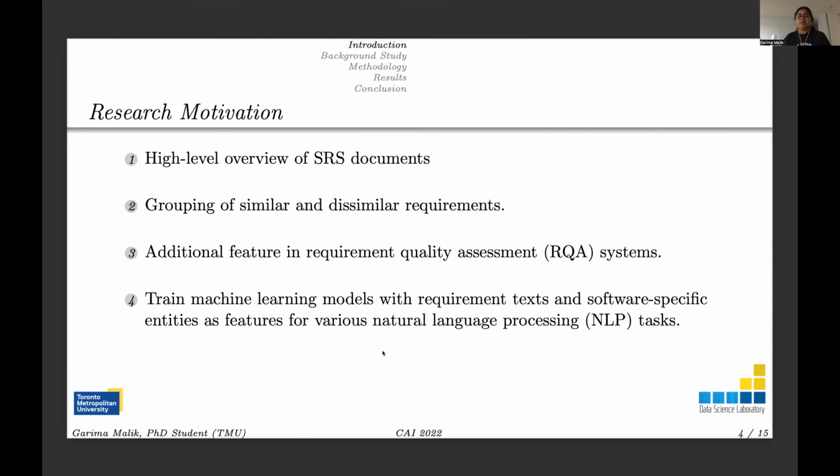The research motivation: as I mentioned, SRS documents are highly rich and structured text, and these are long documents as well.